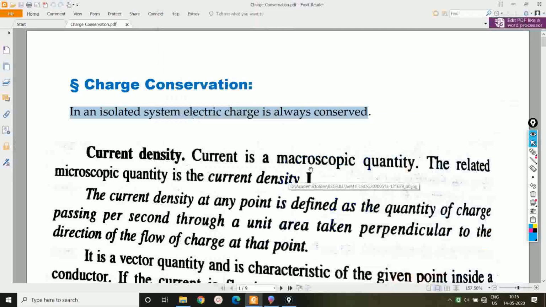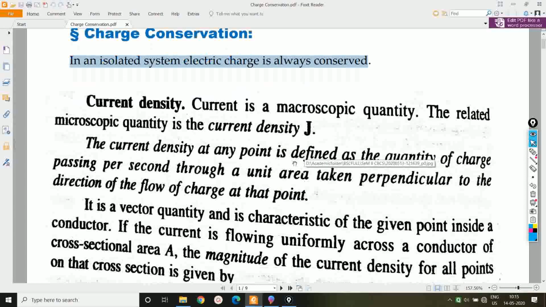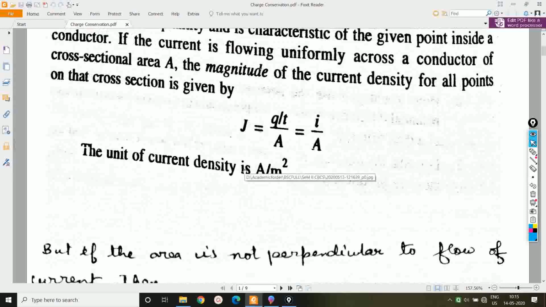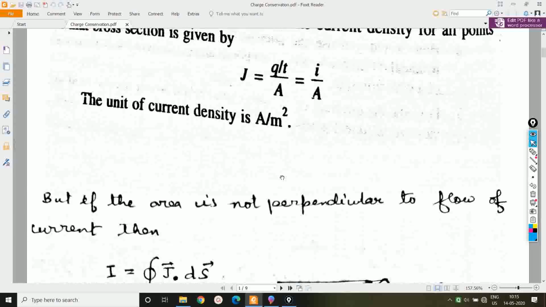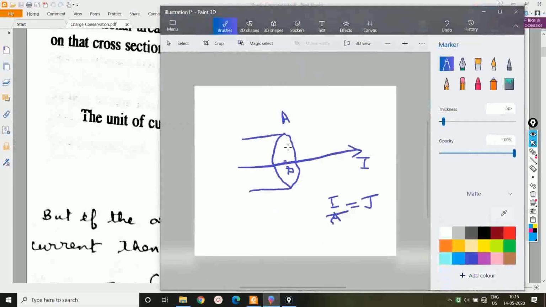So now let us move on to the definition of current density. Current density at any point is defined as the quantity of charge passing per second, which is basically current, through a unit area taken perpendicular to the direction of flow of charge at that point. And I have already mentioned it's a vector quantity. Current density unit is ampere per meter square.